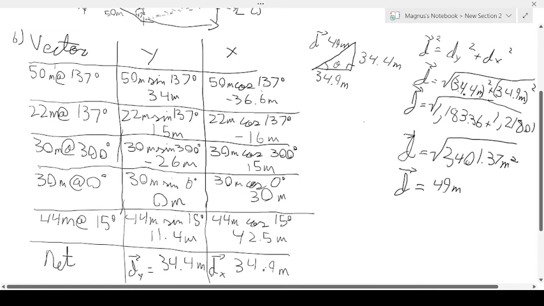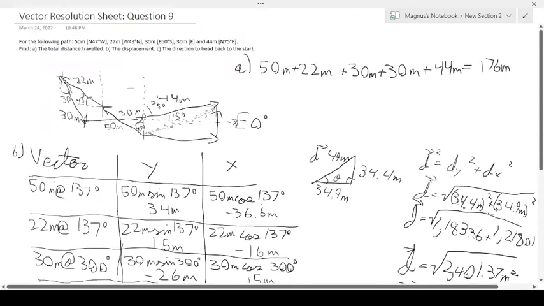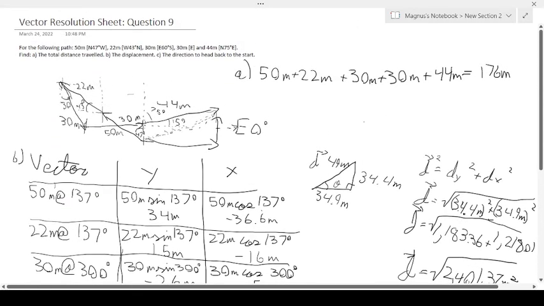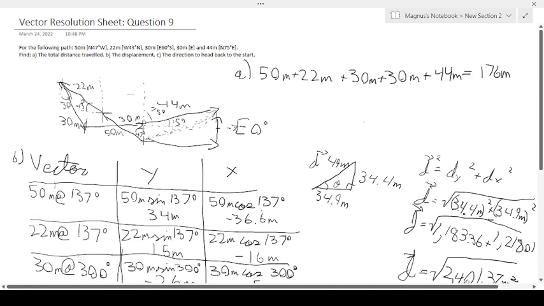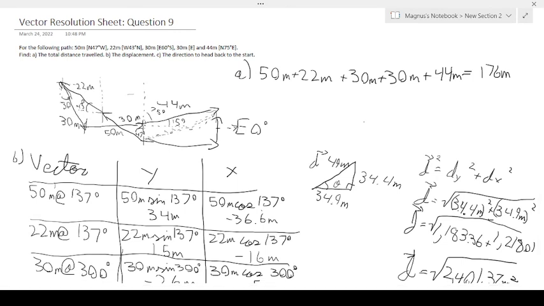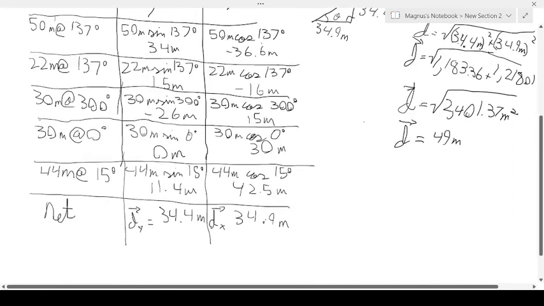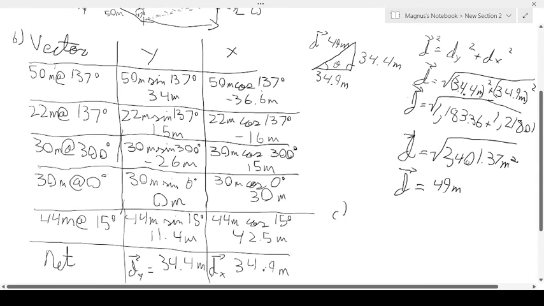But this question asks for the direction to head back to the start. Whether this question asks you to find the angle back or not wouldn't matter, because vectors always have to have direction. So this is where we're going to find our angle. I'm going to use the same reference triangle, but I'm going to get rid of theta here.